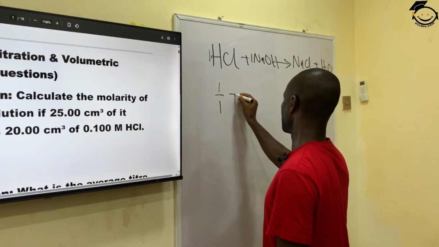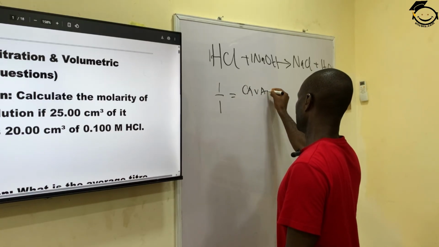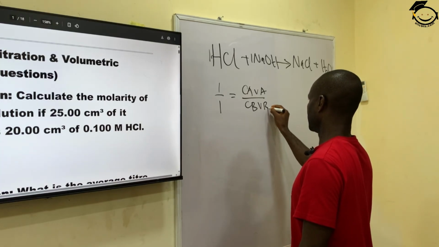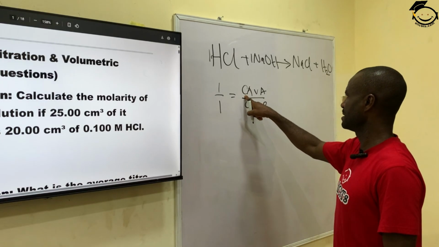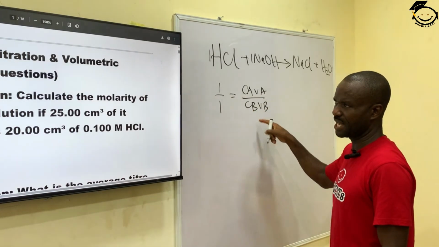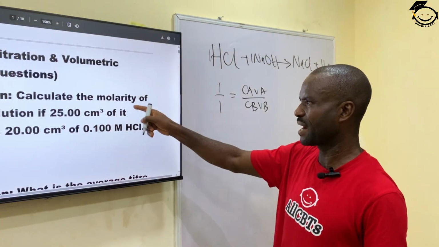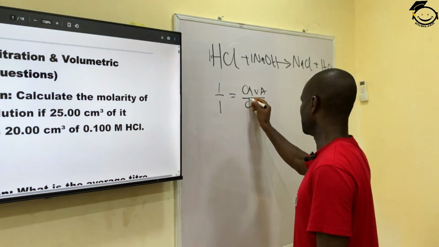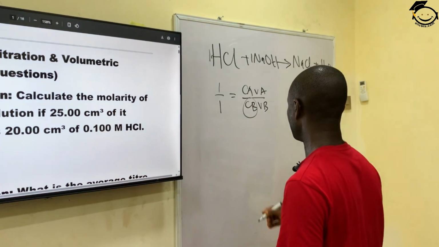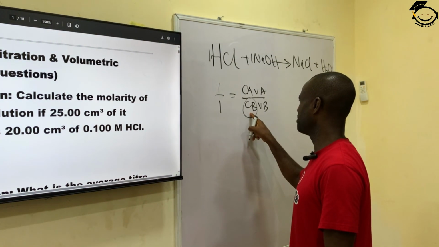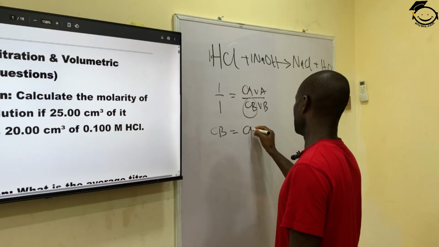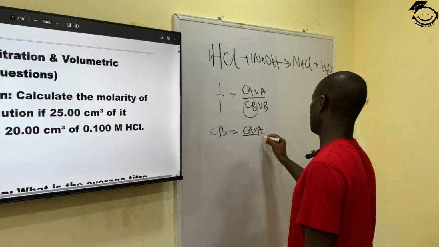Mole ratio is 1:1. CaVa all over CbVb. That is the concentration of the acid, volume of the acid in cm3, concentration of the base, volume of the base. Here we are asked to calculate what? The molarity of the base, that is Cb. Mind you, molarity is called concentration in mole per dm3. So making Cb the subject of the formula, we have Cb equals CaVa all over Vb.